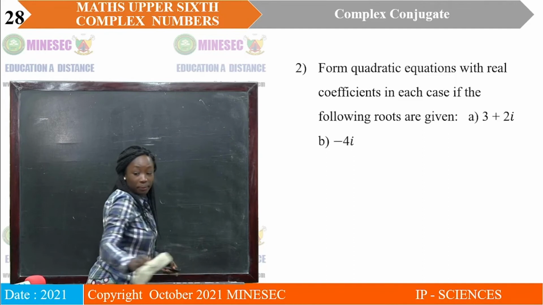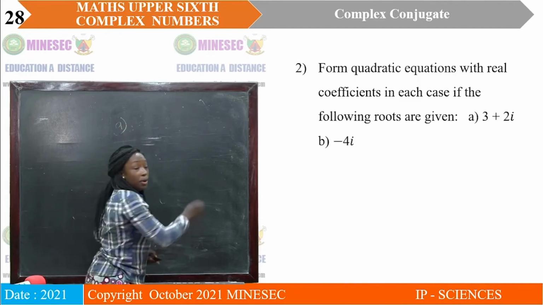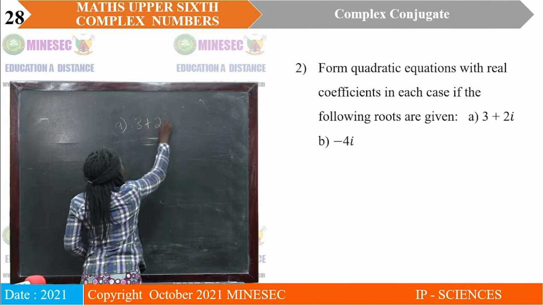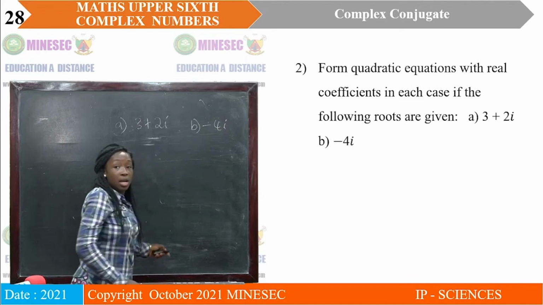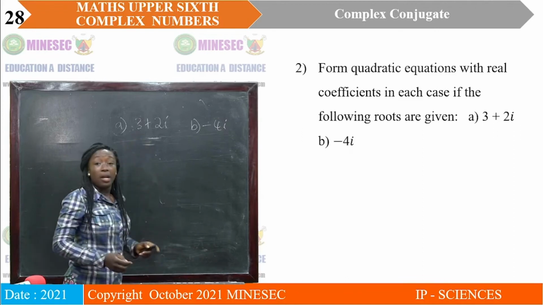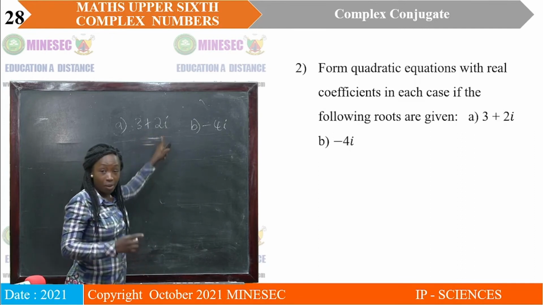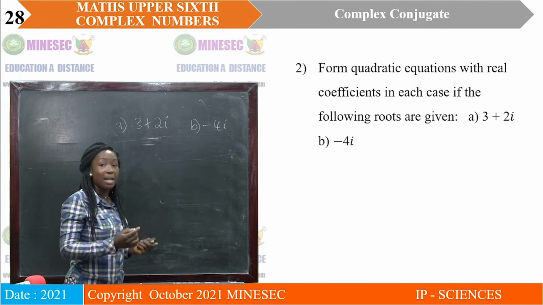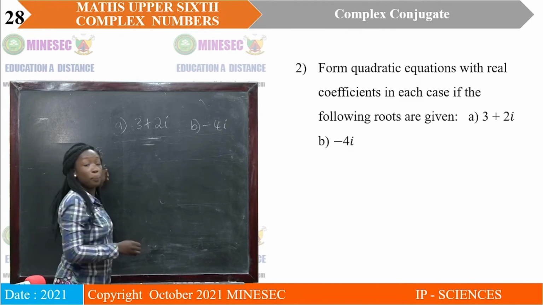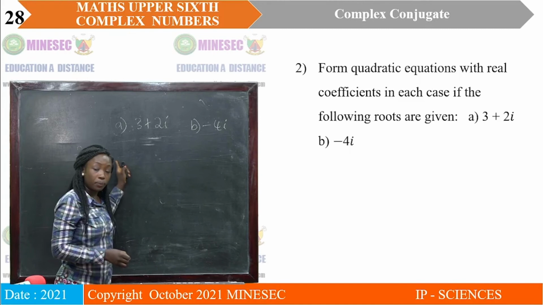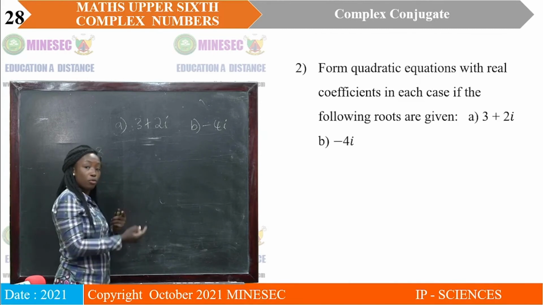We have there a, 3 plus 2i, and b, negative 4i. Now, we've been asked to form a quadratic equation that has these as roots. Remember the prerequisite where we had roots 2 and negative 3. We had to form the quadratic equation with roots 2 and negative 3 by looking for the sum of roots and product of roots.